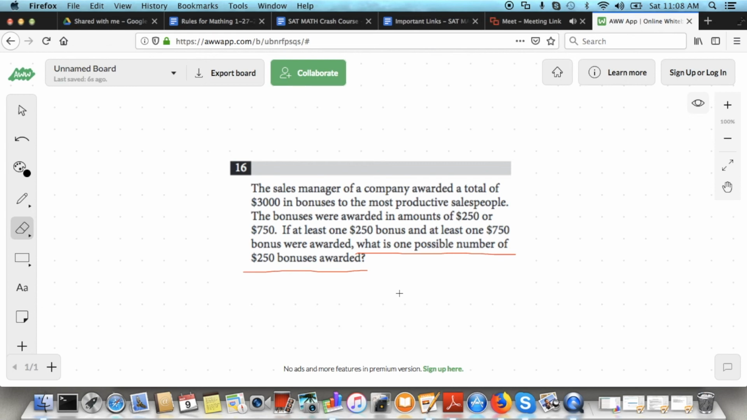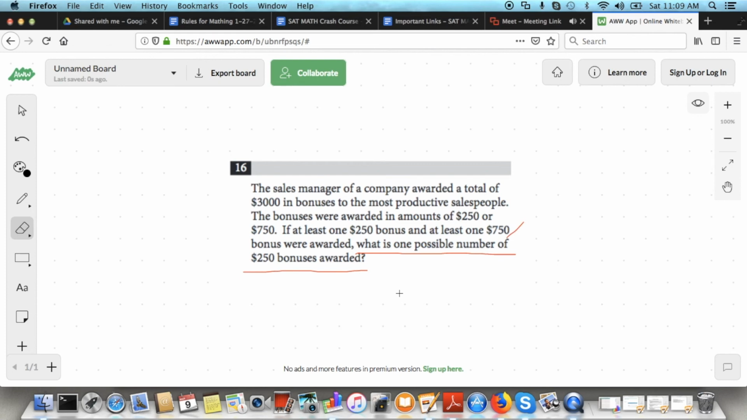Let's forget about algebra here. I don't want to set up an equation. Nothing fancy. Let's just talk logic here. Okay? We know there's at least one $250 bonus, at least one $750 bonus. Can we test some values here of $250 bonuses? Give me a number. I'm not quite sure. What do you mean? Well, give me a number. We're solving for one possible number of $250 bonuses, so give me a possible number. We can do one. Yeah, let's try one.